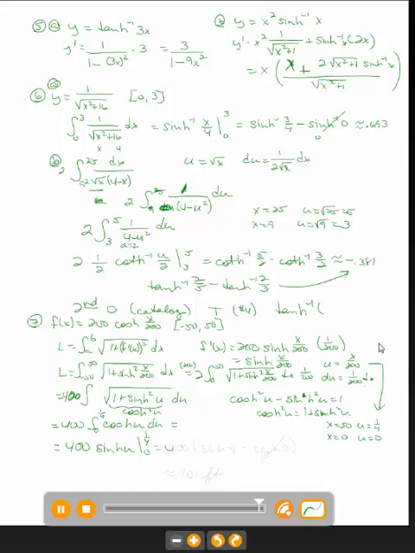And so that gives me 400 times hyperbolic sine of 1/4 minus hyperbolic sine of 0. Hyperbolic sine of 0 is 0. So I just have to do the 1/4. And again, I can go to my calculator and put that in there, and it gets, times the 400, approximately 101 feet. That completes number 7.